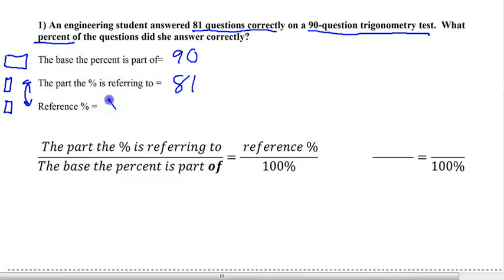And we are looking for the percent that represents that part. And we have to double check it. It says that we have 81 questions correctly, and we want to know what percent of the questions did she answer correctly. Do you see the same words? That's the key. So, the percent goes here, because that's our reference percent. The part goes here, and then the base goes here.